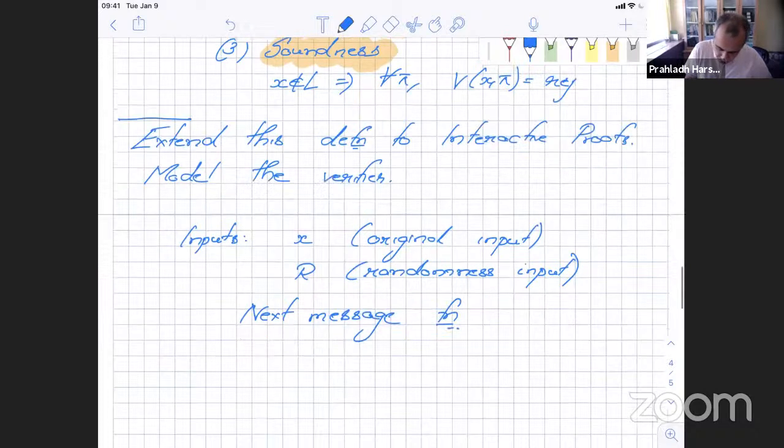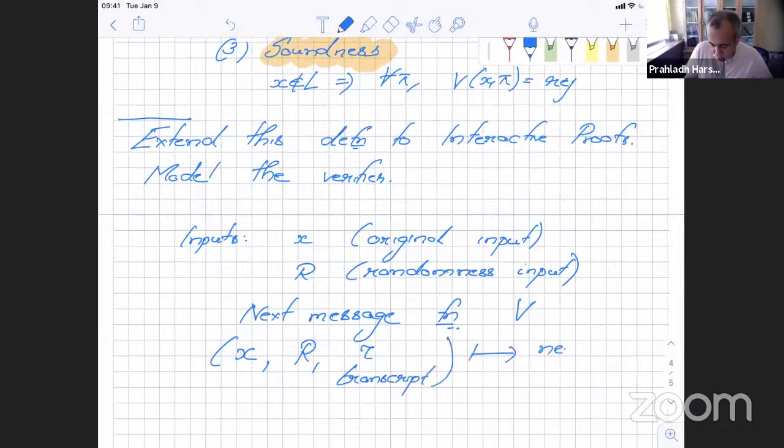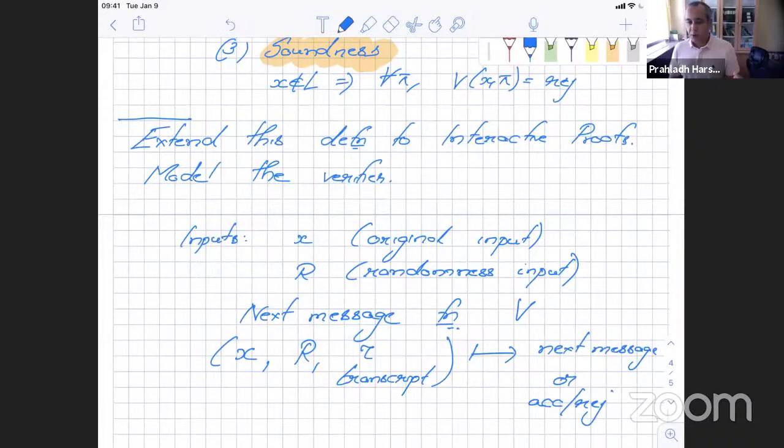So V is a next message function, which maps X, R, and tau, the transcript, to the next message or the question. You can call it a question, a next message, or an accept/reject. And the prover is the same thing, except the prover does not have this randomness. The prover has the input X and the transcript, and he returns the next message.